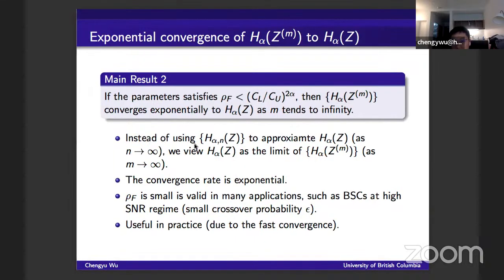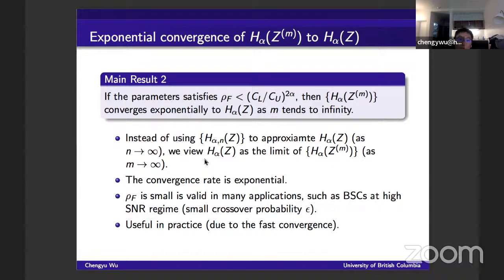And why is this useful? Because in practice, we have a faster convergence rate. Basically, we have an exponential convergence, which is much faster than the polynomial convergence rate. So it may be useful in practice. I think I already mentioned the note here: it is exponential, and we use a new sequence to approximate the original sequence. And also, the third point here is to justify that this condition is not very strong, in the sense that a lot of channels in practice will satisfy this condition. So for example, the binary symmetric channel with very small crossover probability will satisfy this condition. So this result should be very useful in practice.